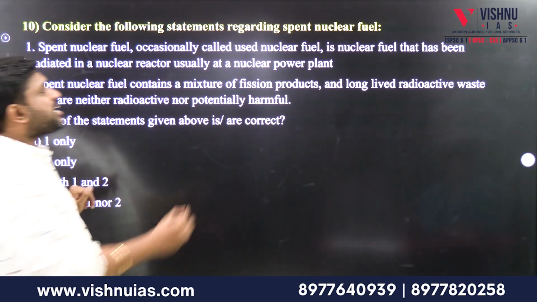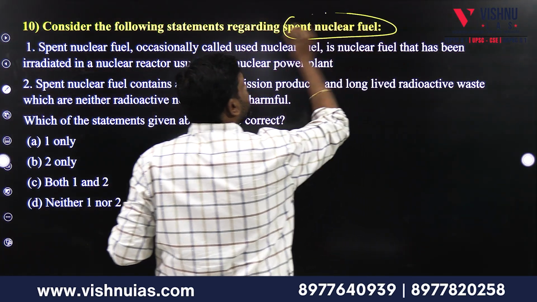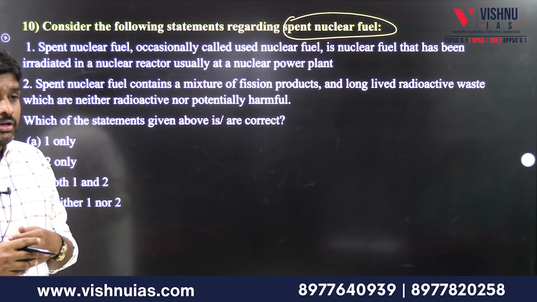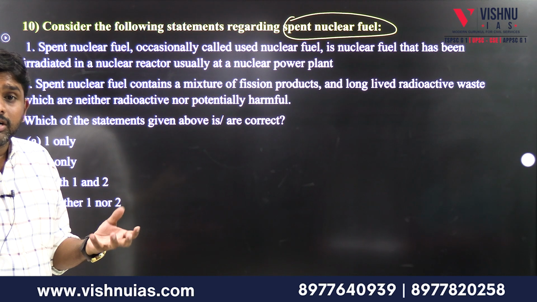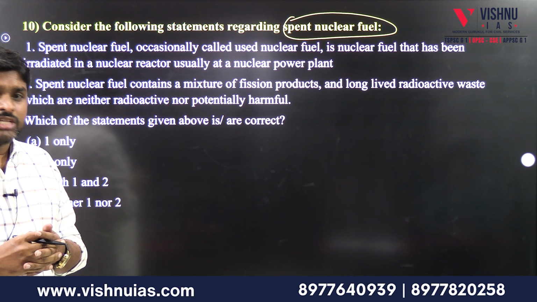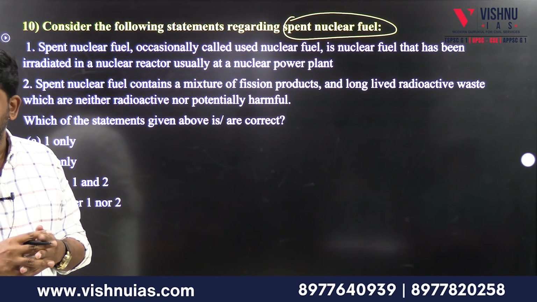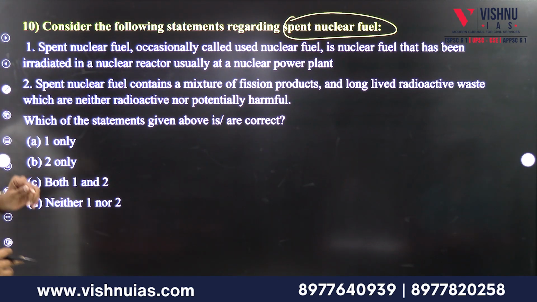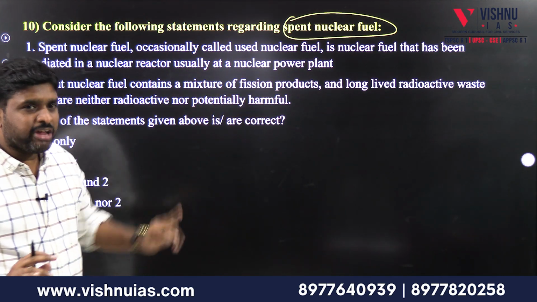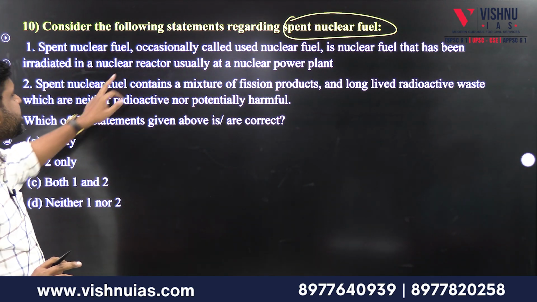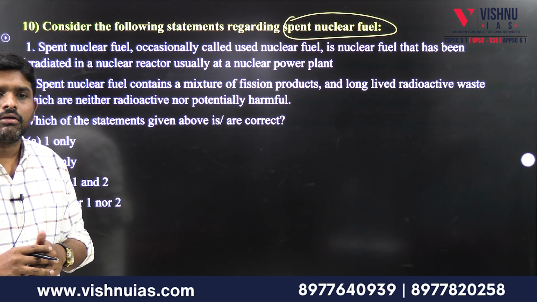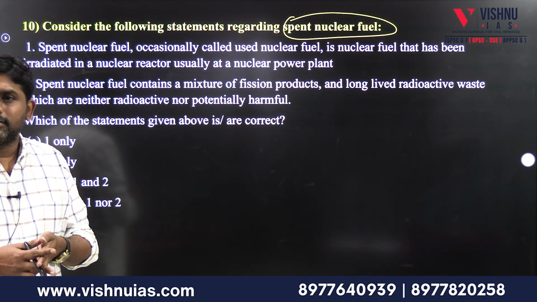Consider the following statements regarding spent nuclear fuel. Spent nuclear fuel, which is very dangerous. Spent nuclear fuel means what? It is a nuclear waste. Spent nuclear fuel, occasionally called used nuclear fuel, is nuclear fuel that has been irradiated in a nuclear reactor, usually at a nuclear power plant. Yes or no? Irradiated means radiated.